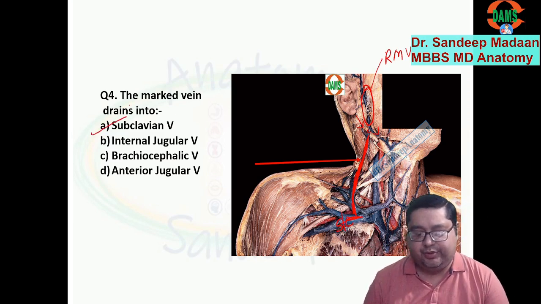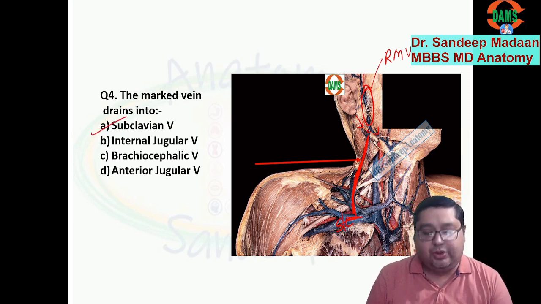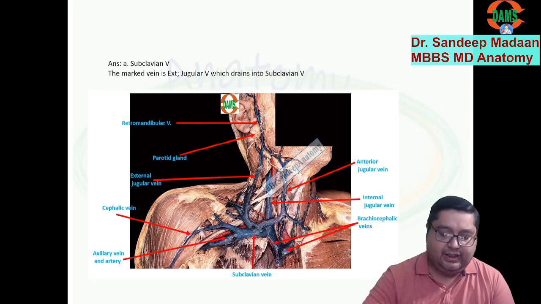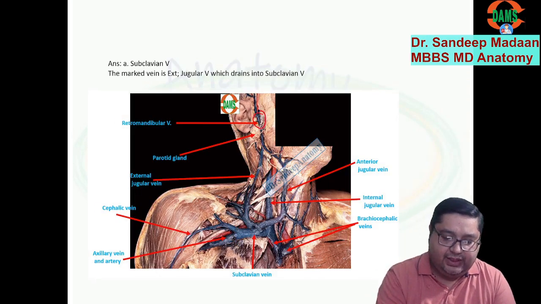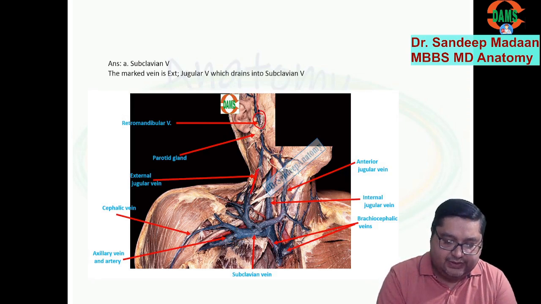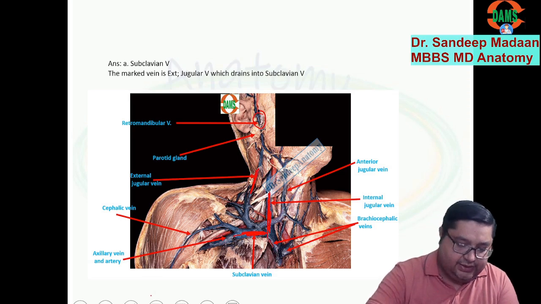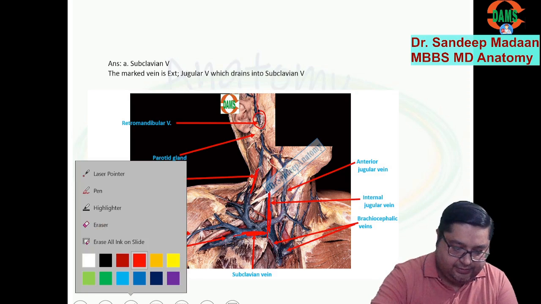But I want to show you one more thing. Let me put all the labelings over here. You can see now this is the retromandibular vein, this is the parotid gland. Okay, it passes through it, and then it is the external jugular vein. I want to focus on this vein now, subclavian vein. Why? Because I want to see this vein also, that is internal jugular vein. Okay, let me change the color, that will be better.